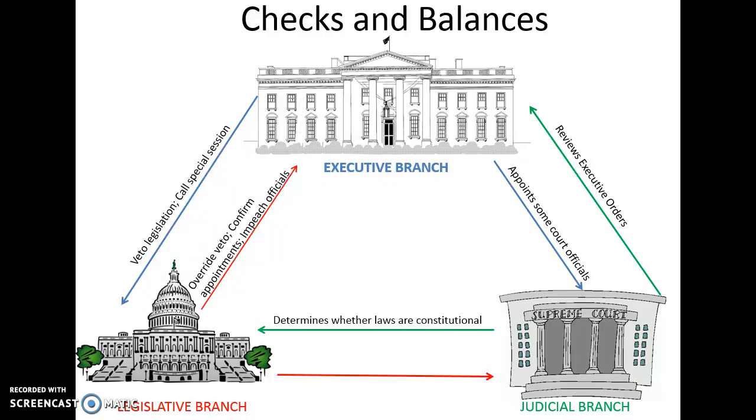The judicial branch, again, I talked about this before, they're going to look at the laws that have been passed by the legislative branch and see, are they in agreement with our state constitution, or do they go against it in some way? And then the legislative branch can propose constitutional changes to the judicial branch and say, we need to change our constitution. Is this okay? And they can also impeach people from the judicial branch.